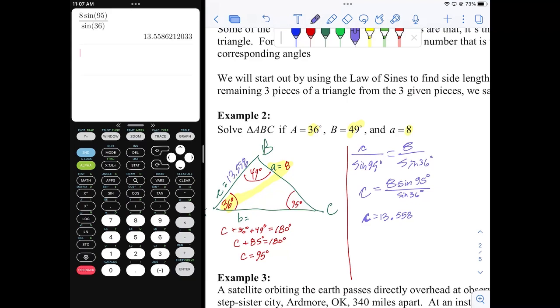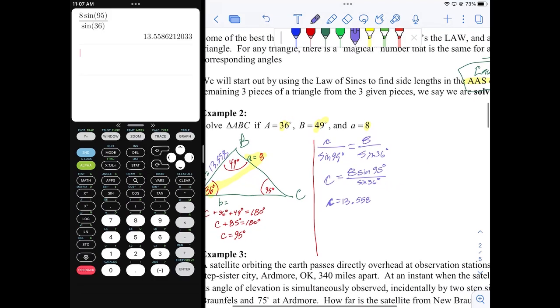So if you want to add it to the diagram, 13.558, that's pretty cool. But realize that 13.558 is now a truncated or approximate answer. So I don't want to use it to find the other side. I want to use something that's more exact, which is 8 over sine of 36. So let's go ahead and find B. B over sine of its angle, which we know to be 49, is equal to, again, the same guy, 8 over sine of 36. He's pivoting from one value to the other. He's the pivot ratio. Then I solve for B, and we show this on our paper: 8 sine of 49 all over sine of 36.